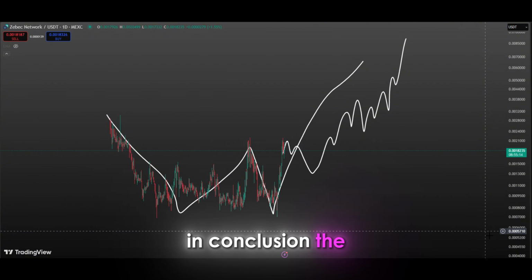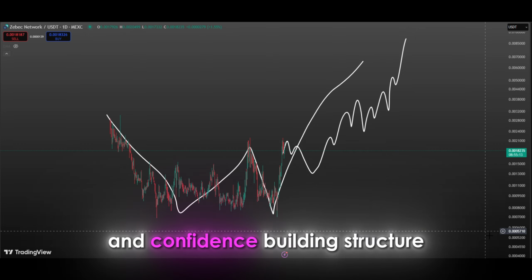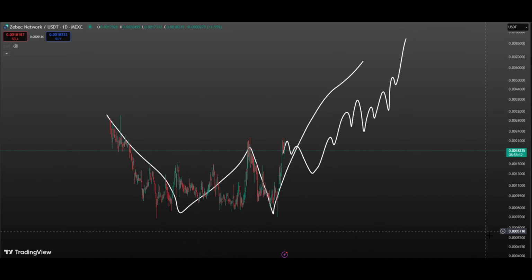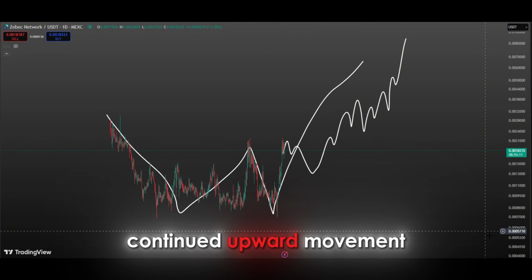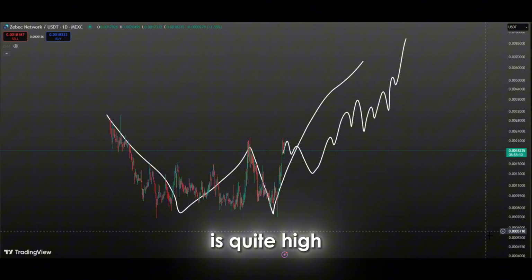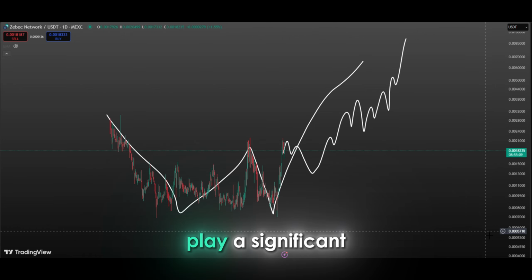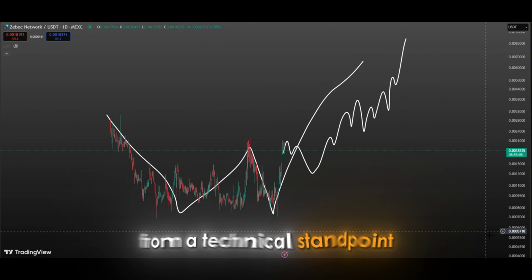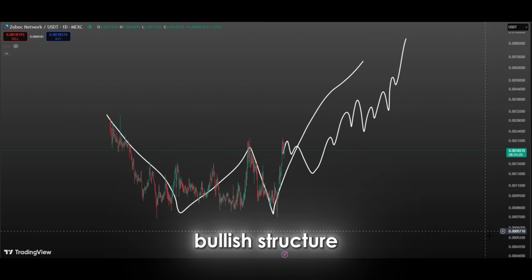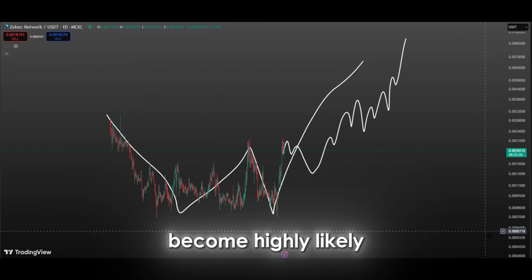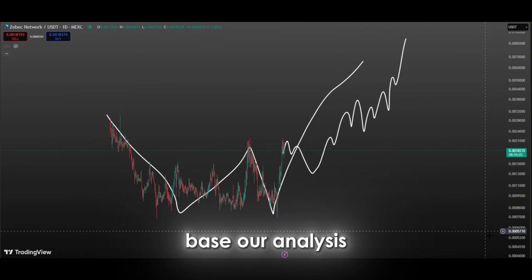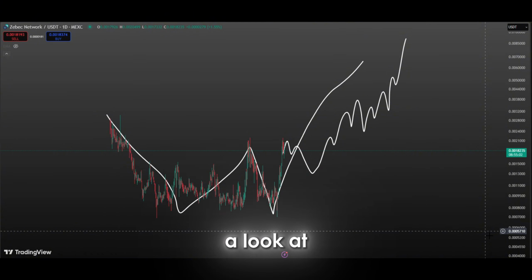In conclusion, the long-term W pattern formed by the price appears to be a promising and confidence-building structure for investors. The likelihood of continued upward movement from the second bottom is quite high, and such technical patterns play a significant role in determining direction, especially in the medium to long term. The current outlook continues to generate positive signals from a technical standpoint, and if the price maintains this bullish structure, new highs may become highly likely. But we cannot base our analysis on pattern alone. So let's take a look at other metrics as well.